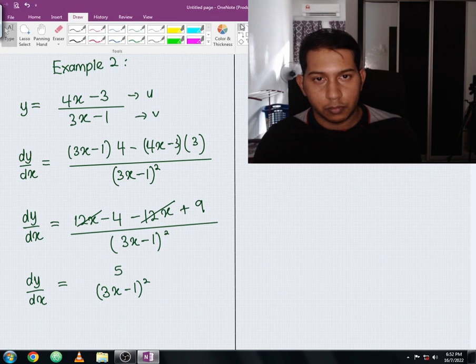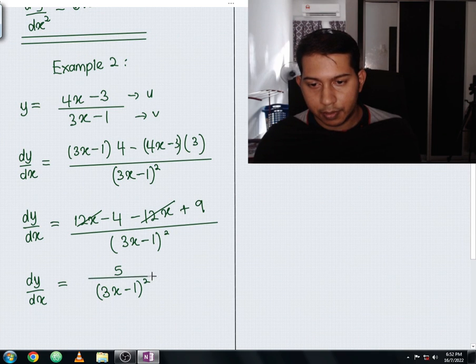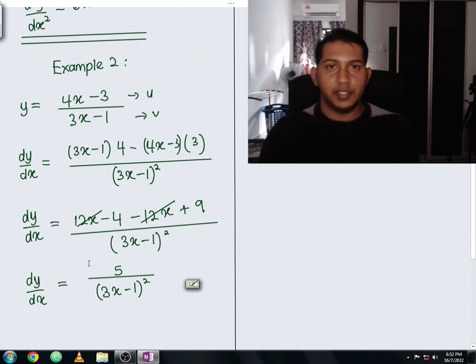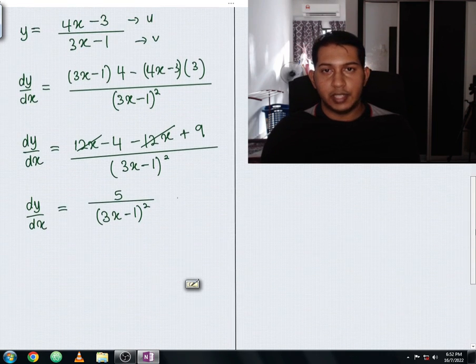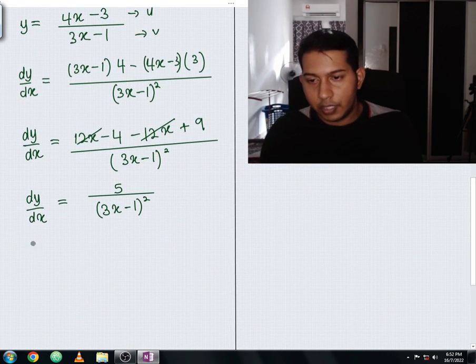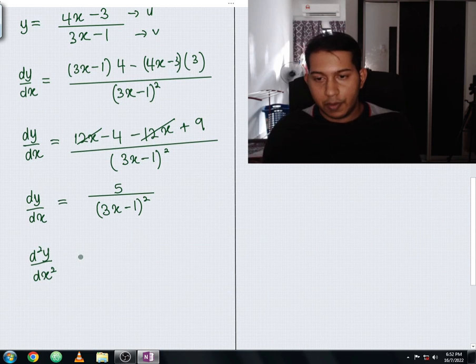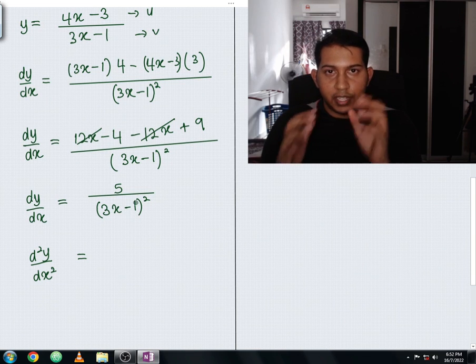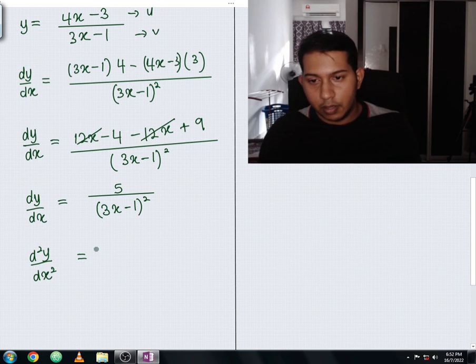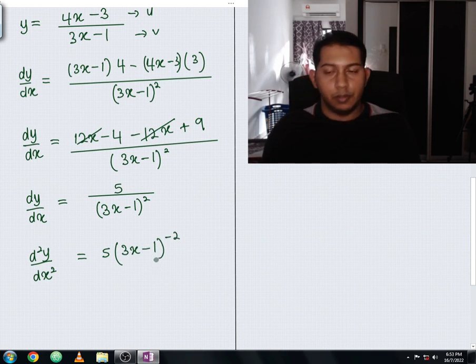Let me just underline this. So this is your first derivative, but the question asks you to find the second derivative, which is d squared y over dx squared. To find this, the first step: the denominator (3x - 1) squared, we move it to the numerator. So it will become 5 in a bracket (3x - 1) to the power of negative 2.